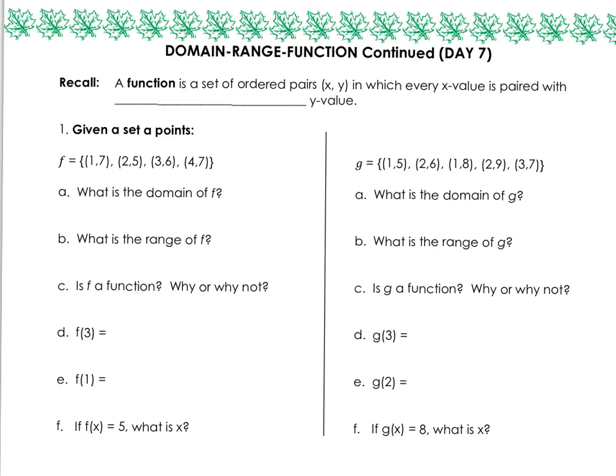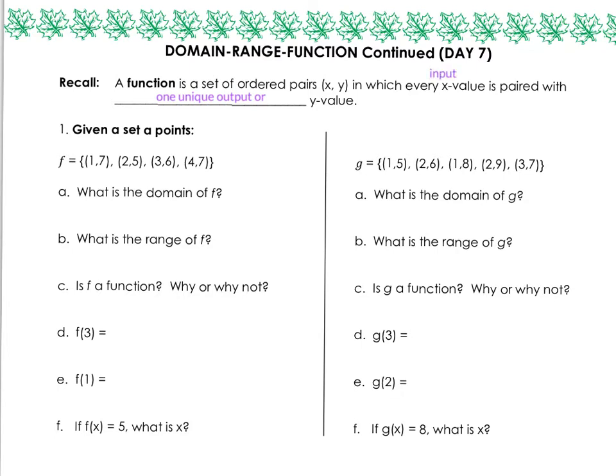Today we're going to talk about domain and range with functions, continued. To recall, a function is a set of ordered pairs x comma y in which every x value, or input, is paired with one unique output, or y value. So above the x value, add in that those are your input values.